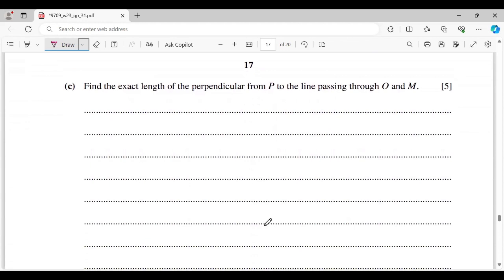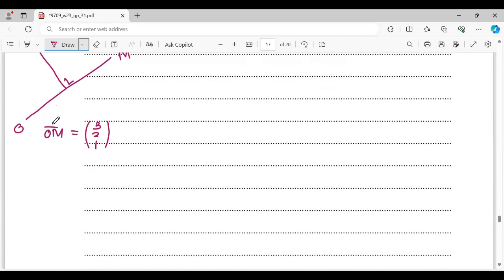C, find the exact length of the perpendicular from P to the line passing through O and M. Passing through O and M, with P around here, the straight line from P and the straight line OM should be perpendicular to each other. OM equals 3, 2, 1. OP is 1, 1, 2.